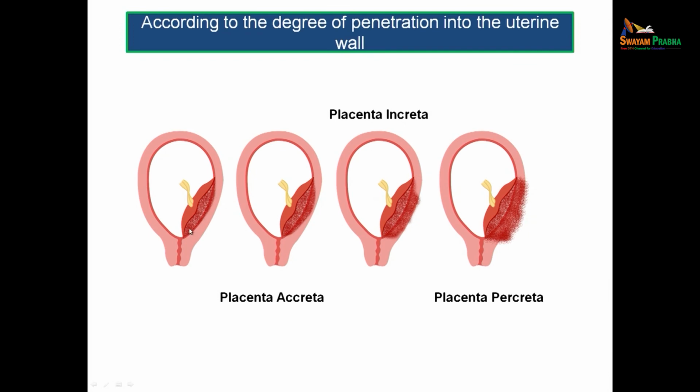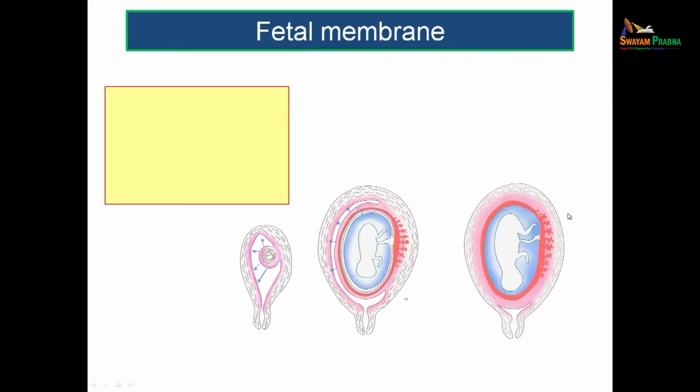This is a normal mode of attachment. Accreta means it is lying deeper to the endometrium. Increta, it is reaching almost into the myometrium, and percreta means it is going beyond the myometrium into the perimetrium. So, accreta within the endometrium, increta within the myometrium and percreta reaching beyond the myometrium into the perimetrium.